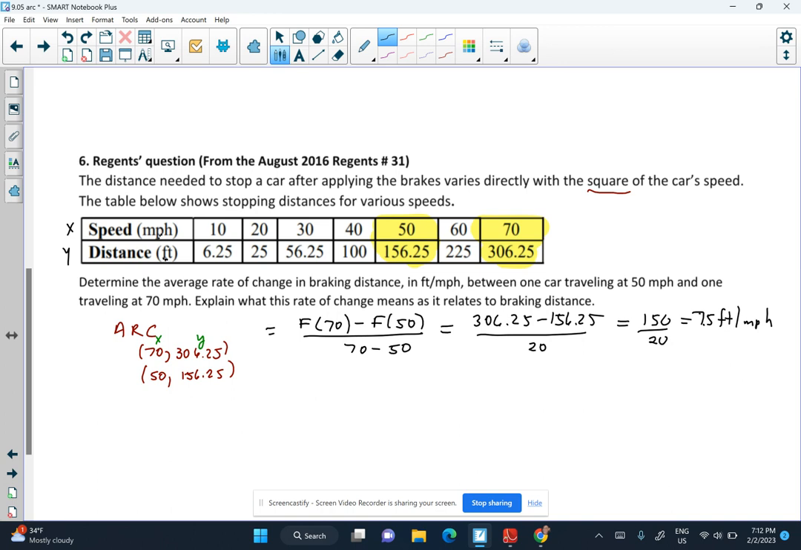So now we have to interpret. When you're interpreting, you should start off with "on average." Before I go into the interpretation, what I normally like to do is think about what average rate of change is. It's really the slope. So it's the change in y over the change in x. What is our y? It's the change in the distance that you traveled in feet over the change in speed.